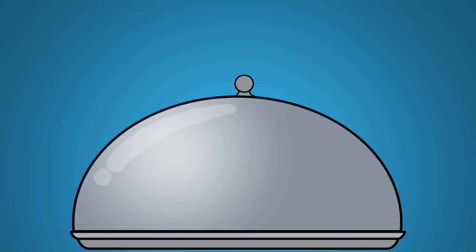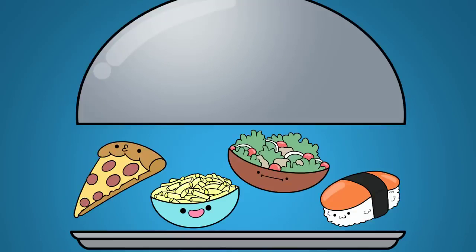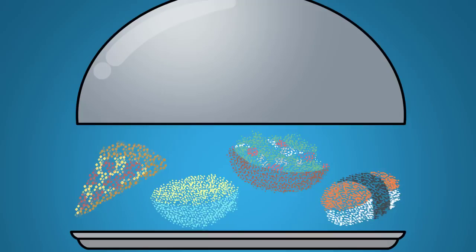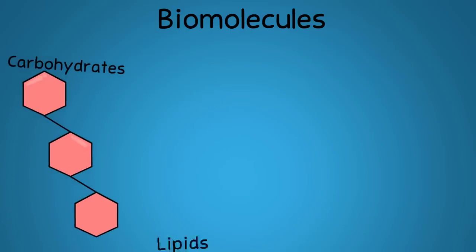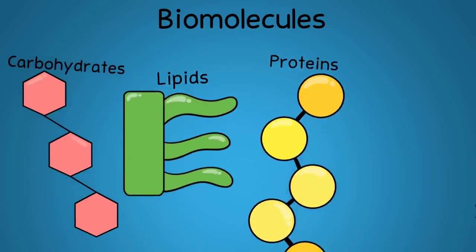I want you to think for a moment about your favorite food. What is it? We all have different food preferences, but food is a source of large molecules that are needed for life, called biomolecules, also known as macromolecules: carbohydrates, lipids, proteins, and nucleic acids.